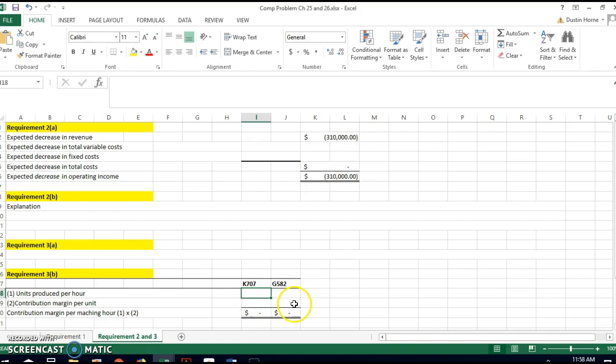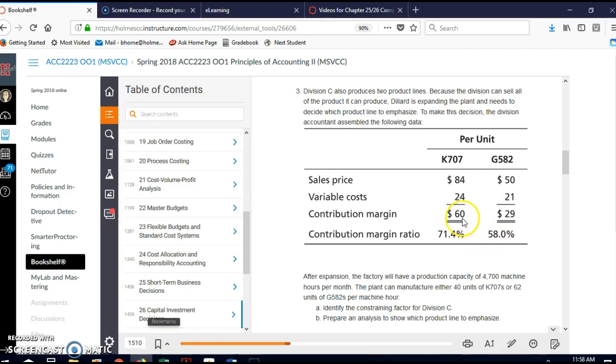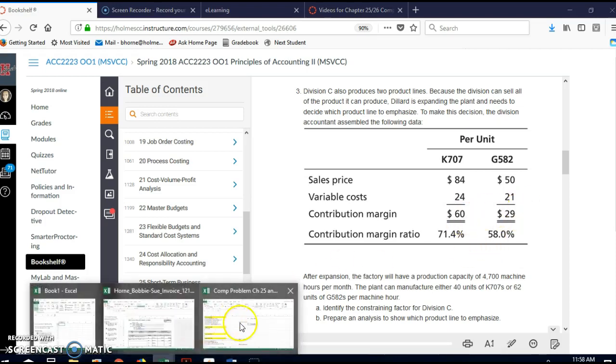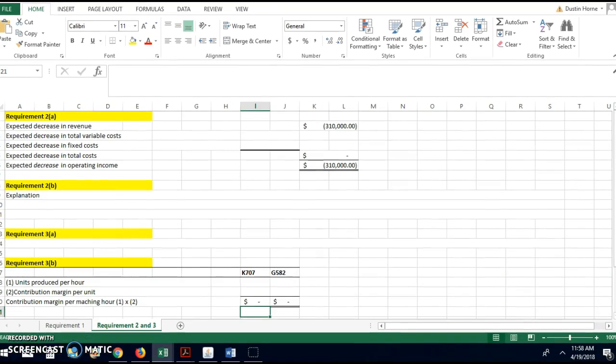And then put the contribution margin per unit. Here it was $60. And on the second one, it was $29. So $60 here and $29 here. And I've already put the formula in. Units per hour times the contribution margin per unit. Now, once you calculate those, that will help you make your decision.